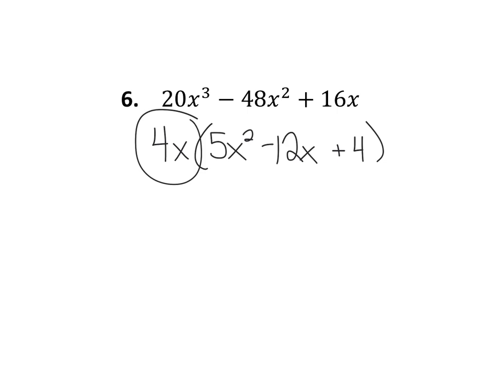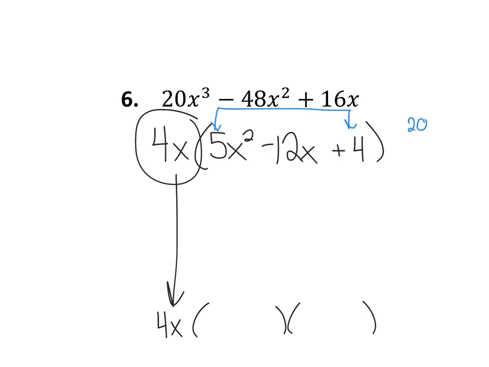Okay, so again, I don't want to forget this 4x. I like to circle it or make sure it's included in my final answer. So now, factors of positive 20 that are going to add up to negative 12, that means they're both going to be negative. Find what they are, split the middle term, and try this problem. So pause the video, finish this up, and then check your answer with mine at the end.